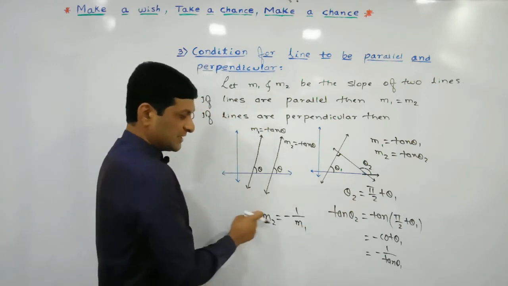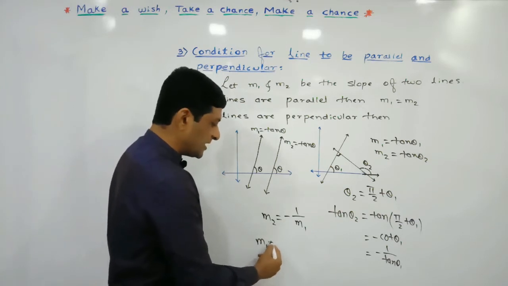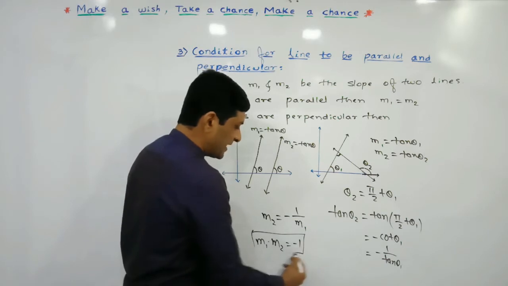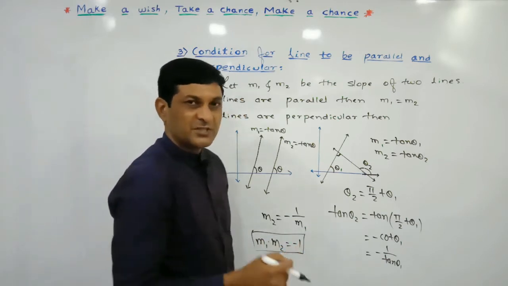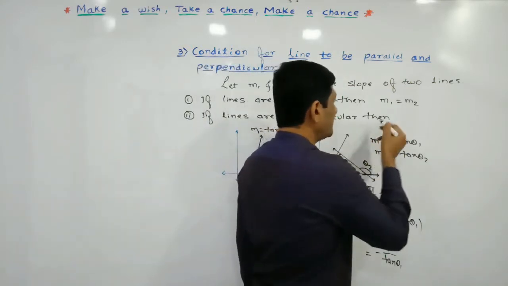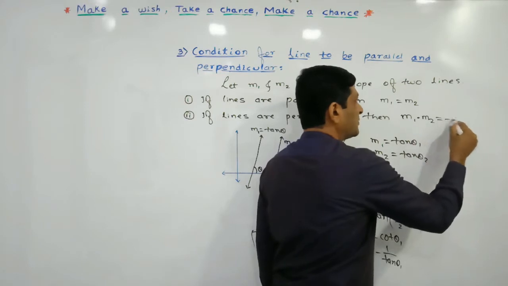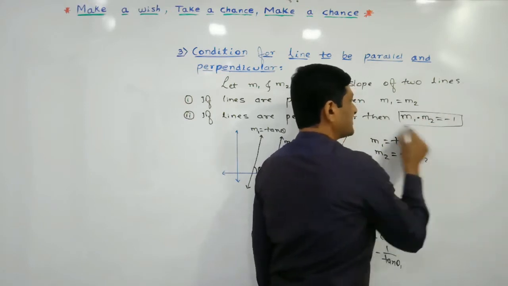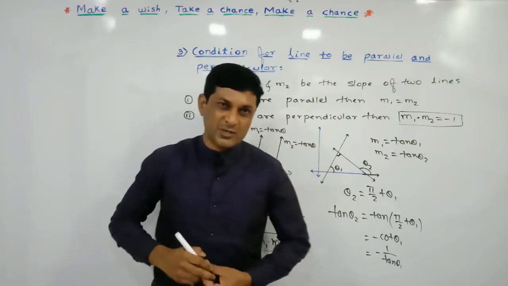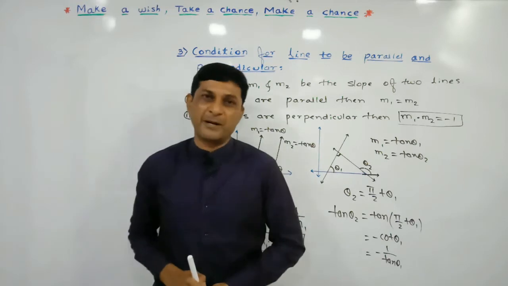Take m1 to the other side. On this side it is divided, so by transposition on the other side it will get multiplied. What result have we got here? m1 into m2 is equal to minus 1. And this is the condition which is satisfied if two lines are perpendicular to each other. If two lines are perpendicular, the product of their slopes will be equal to minus 1. In this way we have got the conditions for lines to be parallel and perpendicular.